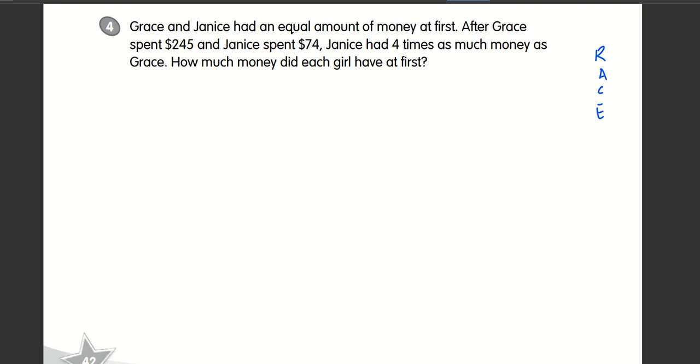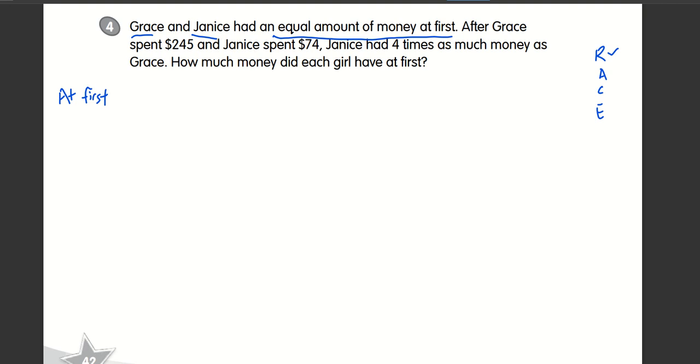So in our steps, the first is to identify who are the characters in the question and what's the difference between them, and if the sum of the two of them is given. And what are the relationships we can understand from the question regarding our characters. Okay, so here we have Grace and Janice had an equal amount of money at first. At first seems like there's something going on, so I can write down at first already.